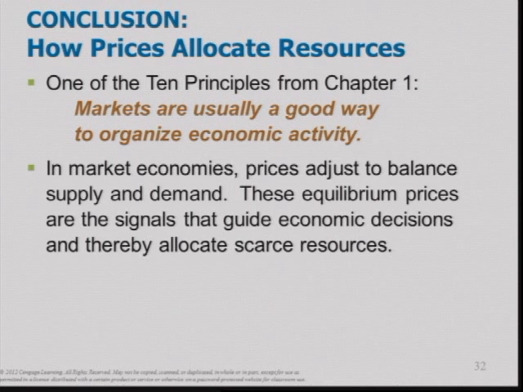And allocation of resources, that's a fancy way of saying who gets what. And prices in markets are the main signal, we said that before, and that determines who gets the products that we sell in our markets. Okay, and that's the end of chapter 4.